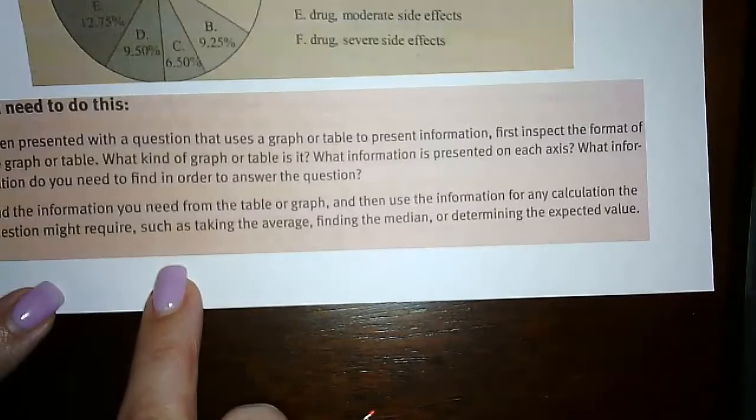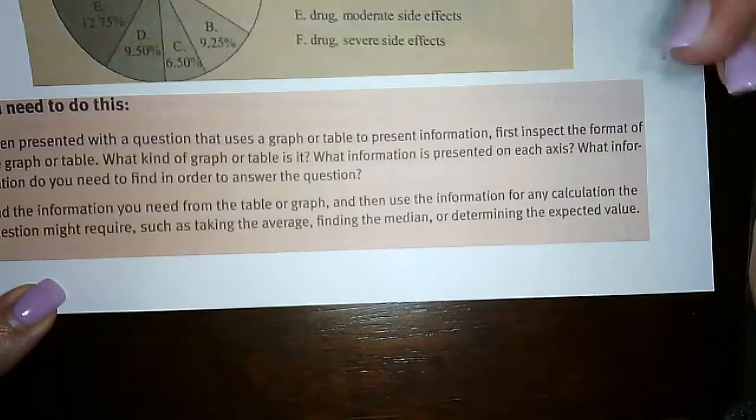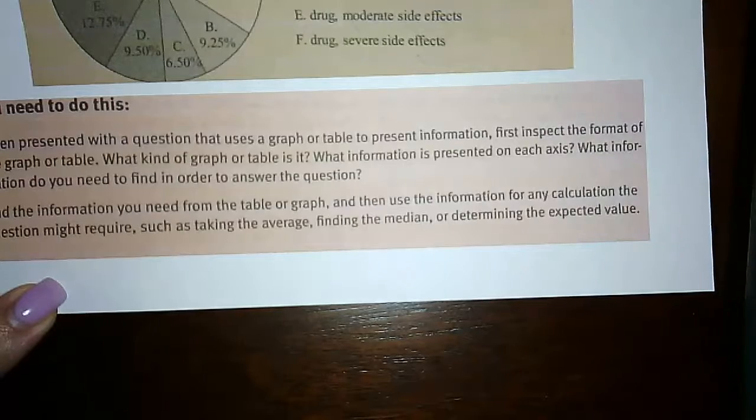Some extra information. When presented with a question that uses a graph or table to present information, first inspect the format of the graph or table. What kind of graph or table is it? What information is presented on each axis or over here on the side? And what other information are you going to need in order to answer the question? Find the information you need from the table or graph, and then use the information for any calculation the question might require, such as taking the average, finding the median, or determining the expected value.